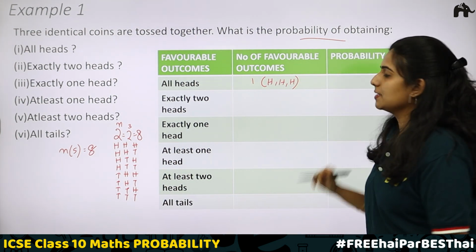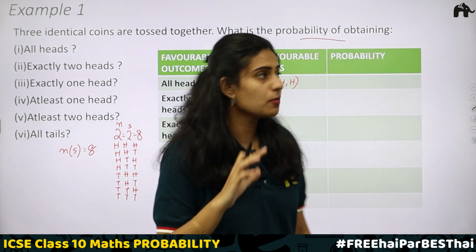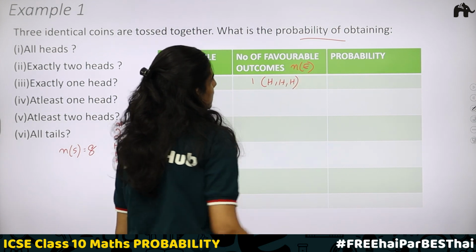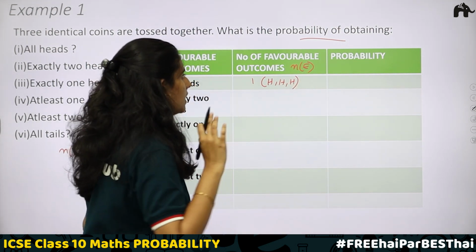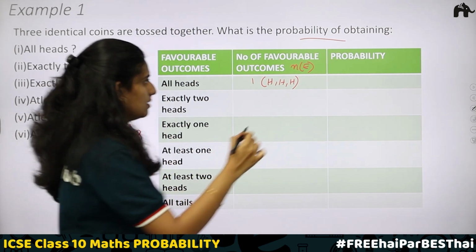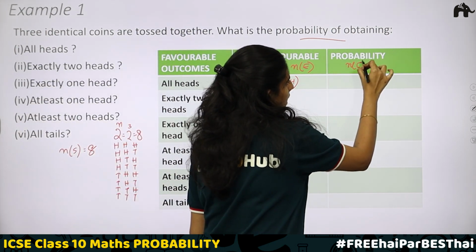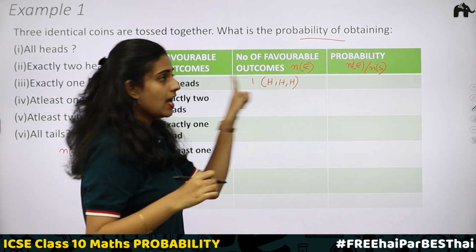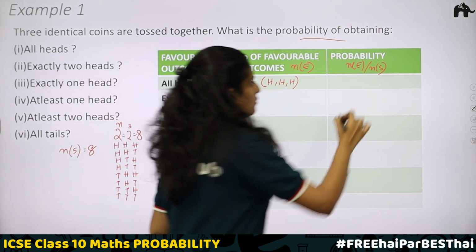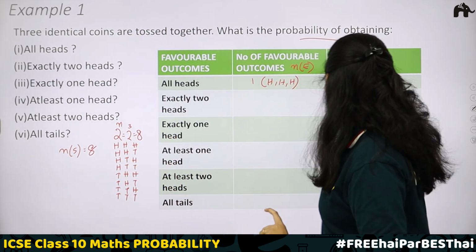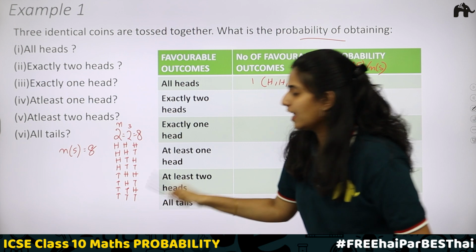Then what is the probability? Tell me, what is probability? Probability is N of E, number of outcomes favorable, divided by total number of outcomes. N of E divided by N of S. Here N of E is equal to 1 and N of S is equal to 8. Therefore, the probability is 1 by 8. When all heads, the probability is 1 by 8: 1 out of all the 8 outcomes.